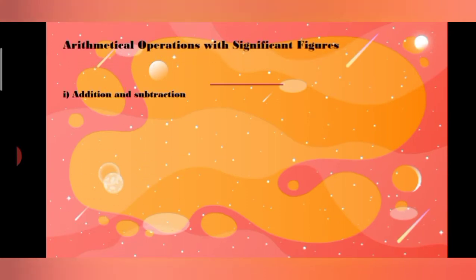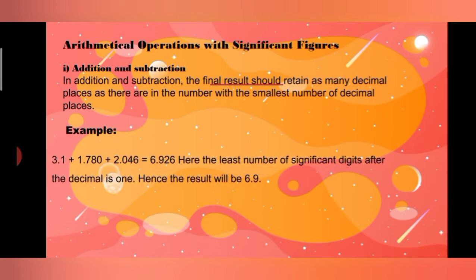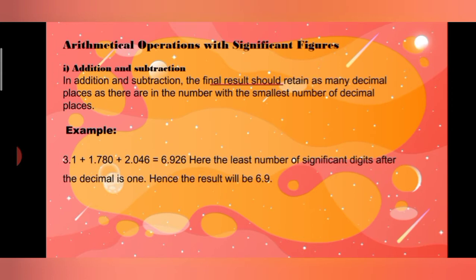Arithmetic operation with significant figures. Addition and subtraction: in addition and subtraction, the final result should be retained to as many decimal places as there are in the number with the smallest number of decimal places. Example: 3.1 plus 1.780 plus 2.046 is equal to 6.926. Here the least number of significant digits after the decimal is 1, hence the result will be 6.9.